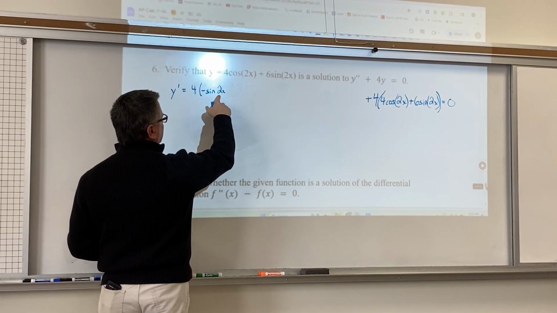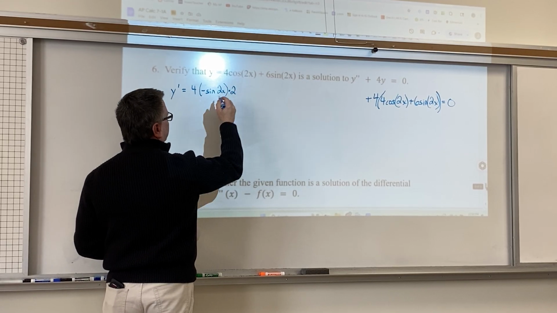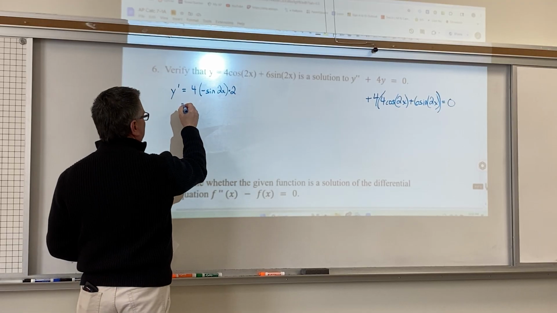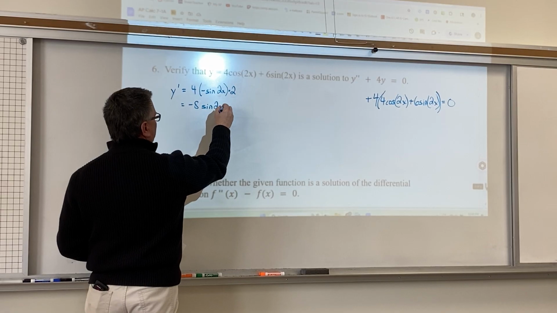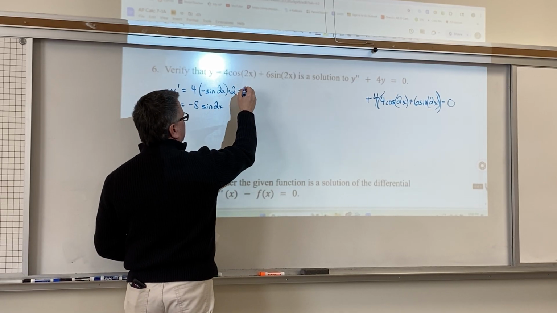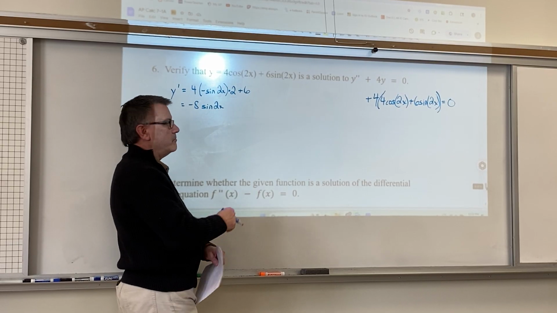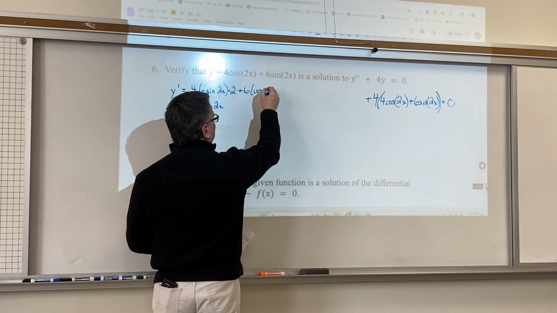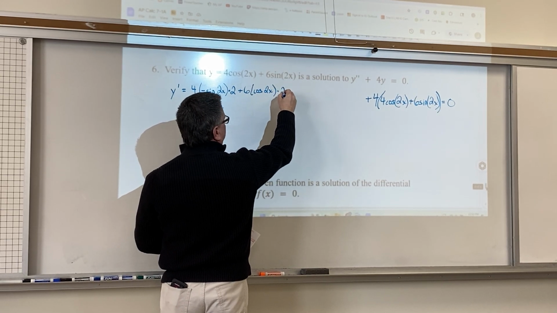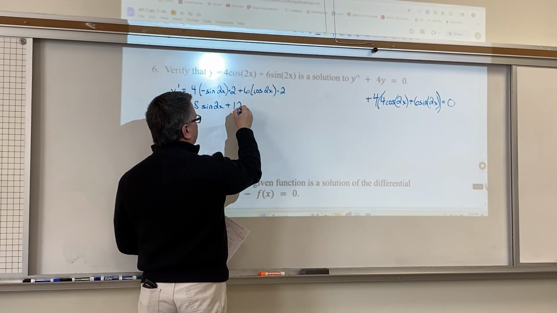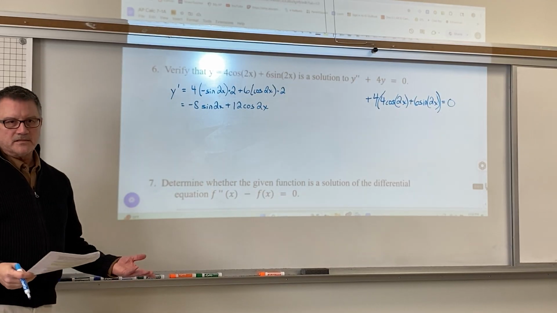Oh, and then I got an inside part. The derivative of the inside is 2. So that part's negative 8 sine 2x. But then we got another part here. We can pull the 6 out. What's the derivative of sine? Cosine, so there's cosine times 2. There's an inside part, so the derivative of the inside is 2, so that'd be plus 12 cosine 2x. Well, that's the first derivative.